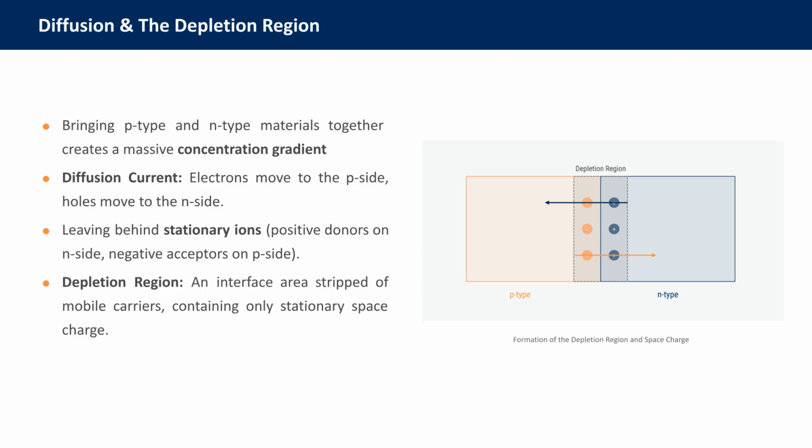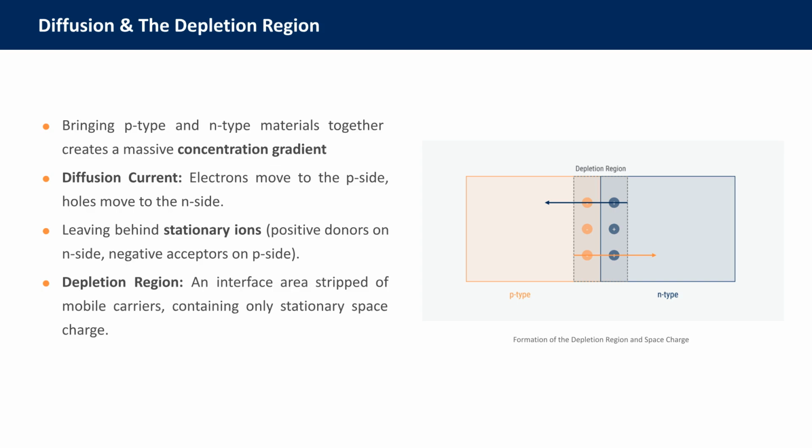Just like a drop of ink diffusing through a glass of water, physics dictates that particles will move from an area of high concentration to an area of low concentration. Electrons immediately begin diffusing across the junction from the n side over to the p side. Simultaneously, holes diffuse from the p side over to the n side. This movement of charge, driven by a concentration gradient, is called the diffusion current.